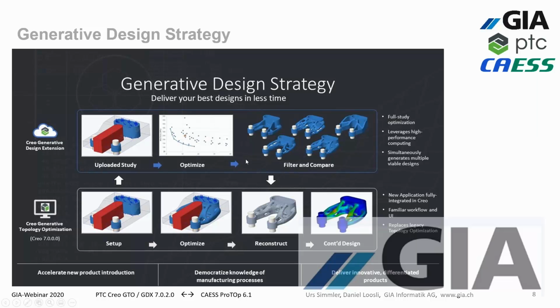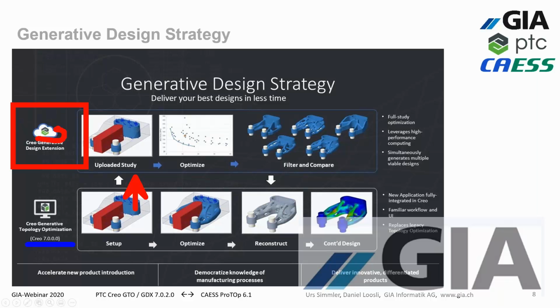What's the strategy of PTC with these two products? By the way, these products came from another company, because PTC bought a company with the name Frustum 2 years ago, and this company's products were these generative design capabilities, and now they are implemented in the Creo Parametric product family. So since 7.0.0 we have GTO, which is a topology optimization capability with the Frustum technology, and on top of that we can now have the new product called GDX.